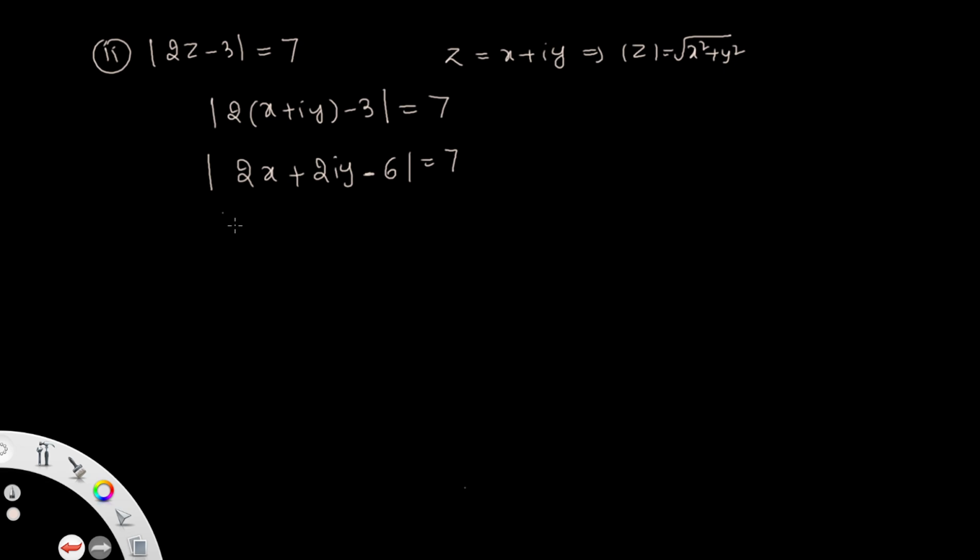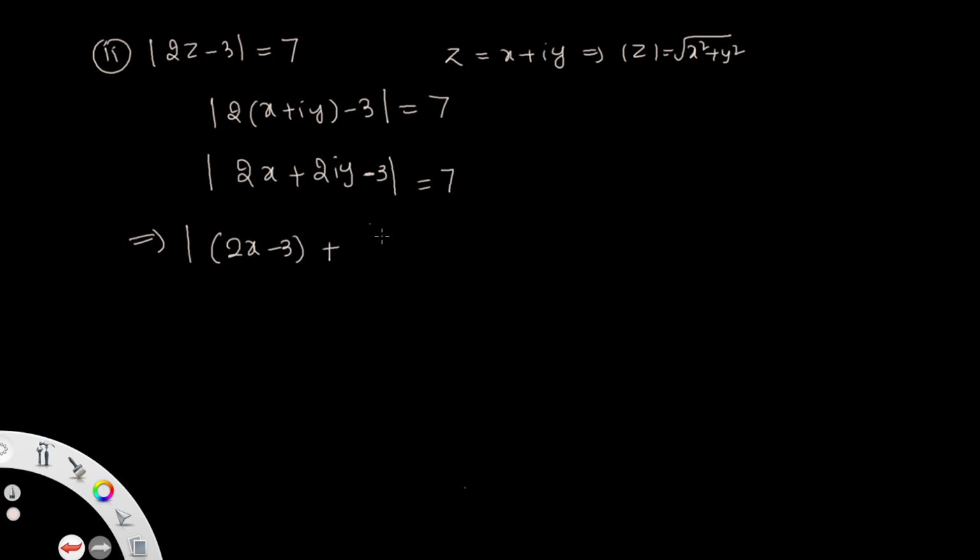Take the real parts and imaginary parts. No, minus 6 is not there, just take minus 3 only. So it is 2 into x, 2x, 2iy minus 3, in the modulus equal to 7. Now take the real part separately: mod of 2x minus 3 is a real part without the i term.